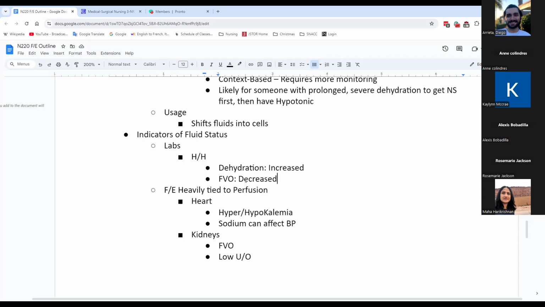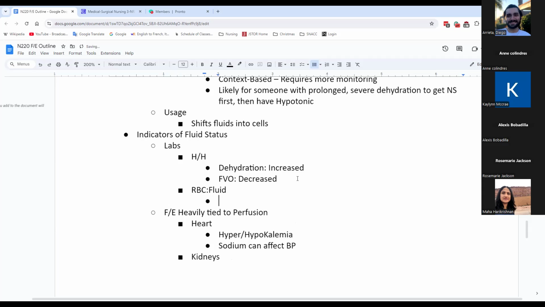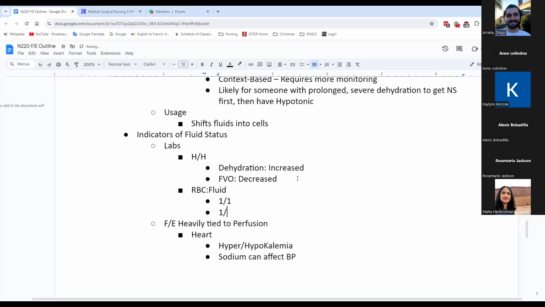So let's say it's a ratio of red blood cells to fluid. If your red blood cells are stuck at 1, and it's normally 1 to 1, but now you're dehydrated and your fluid is half, you can plug this into a calculator and you get 2. So when you're dehydrated, you have less fluid, so you're dividing by less than 1, so you get a bigger number. That's why your H and H is increased.